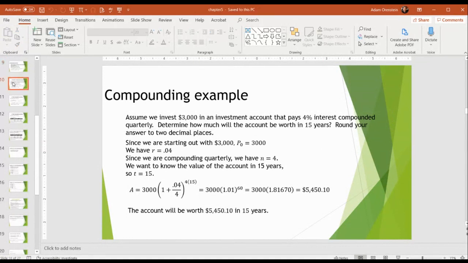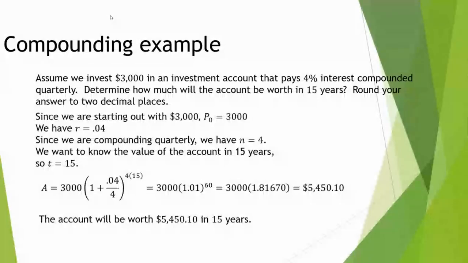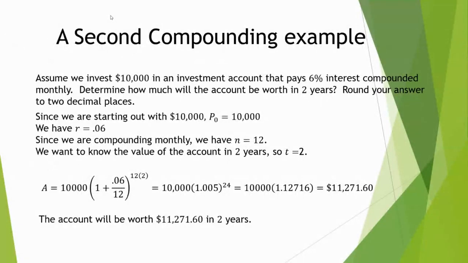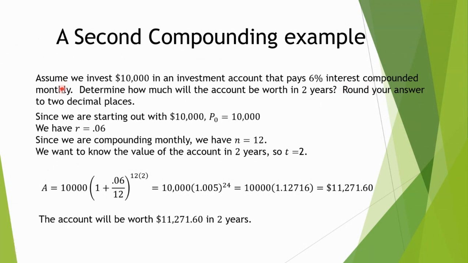Well, if there's no questions, let's keep on going then. Let's do another example. So now here's another one, right? Same idea. We have $10,000 in this case. We're investing that into an account. And again, it's paying 6% interest. It's being compounded monthly. So each month, they're calculating interest on how much is in there.